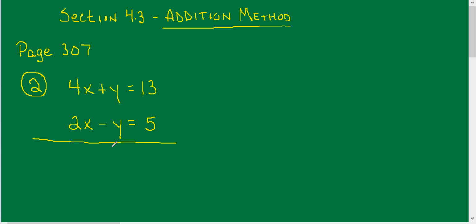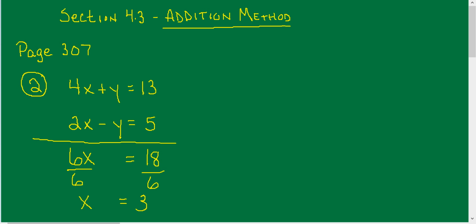So here I can see the y's are opposite of each other, of course, in number 2. We're starting easy. They are opposite, so I'm just going to add these x's going down, which will give me 6x. Here my y's are 0. I'm not going to write anything, and it's going to equal 13 plus 5, which is 18. Of course, get the x by itself. We'll divide both sides by 6. And I'm going to have x equals 18 divided by 6 is 3.